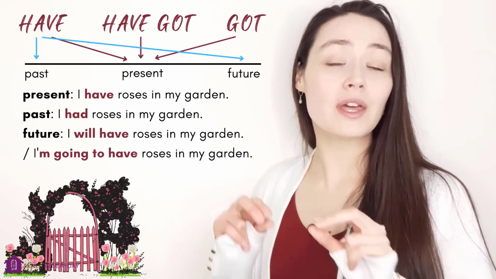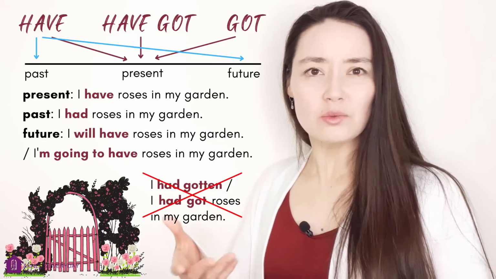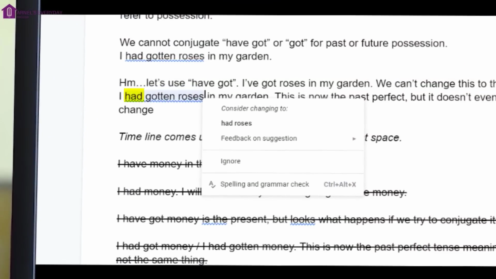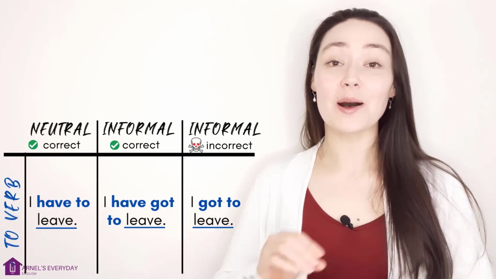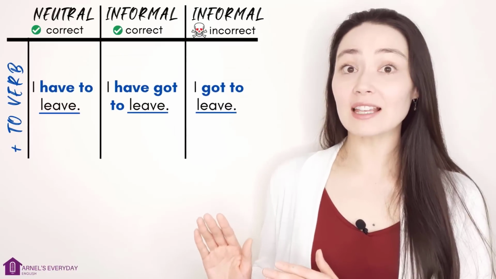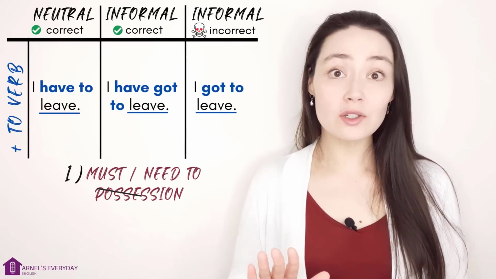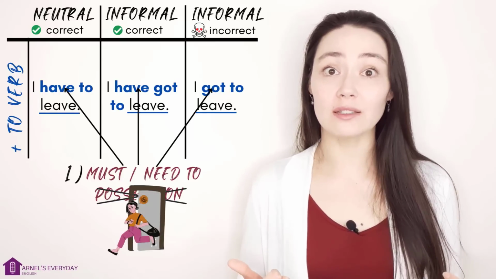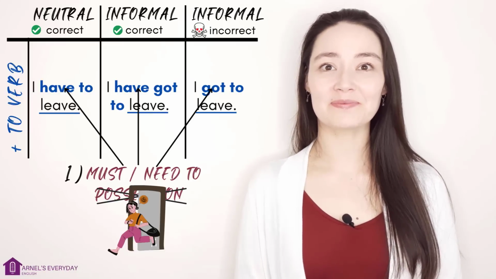You cannot do this with have got or got. "I had gotten roses in my garden." That doesn't work. You can see, even when I was writing my script, the editor suggested had. Phew! Let's move on to the second row, plus verb. These sentences here mean must or need to. They have nothing to do with present possession. If you say, I have to leave, I've got to leave, I got to leave, it means you must, you need to leave. Maybe you're late for a bus.